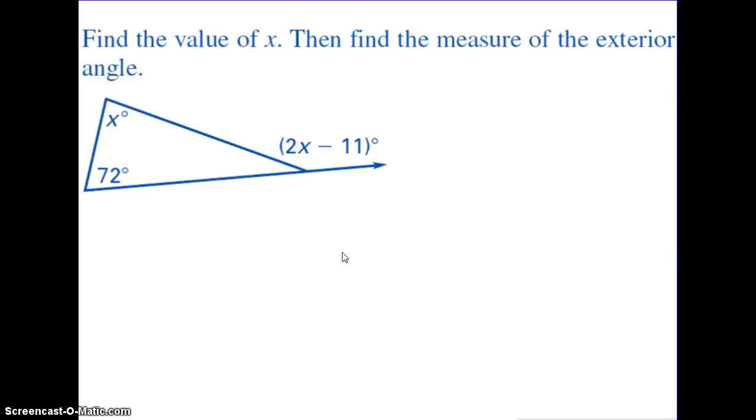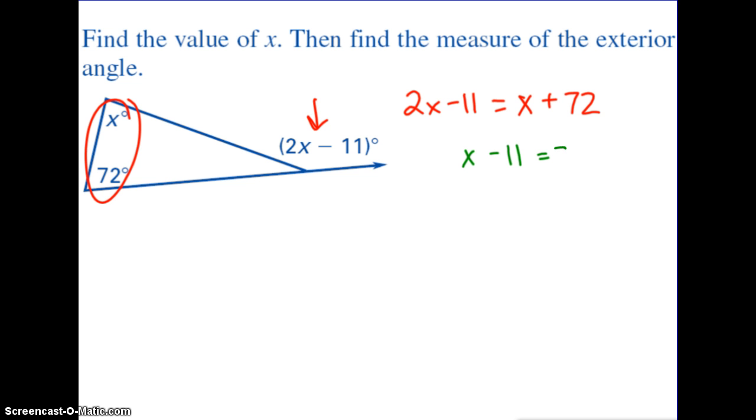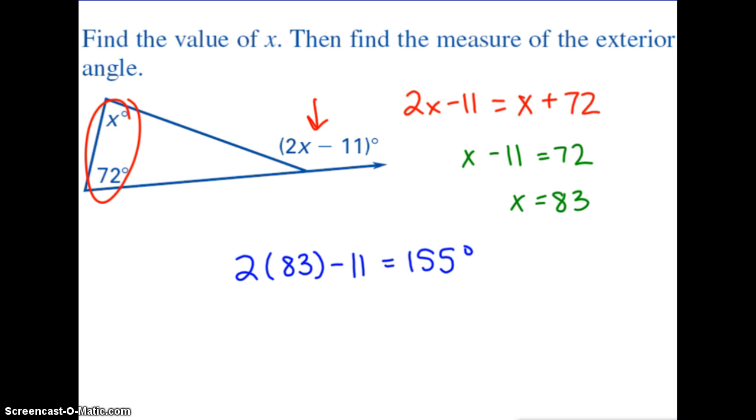Alright, find the measure of the angles. So the exterior 2x minus 11 will be equal to the 2 remote interior angles added up. So 2x minus 11 equals x plus 72. Subtract x, add 11. Alright, so I get that x equals 83. However, we need to plug 83 back in. So 2 times 83 minus 11 is 155 degrees.